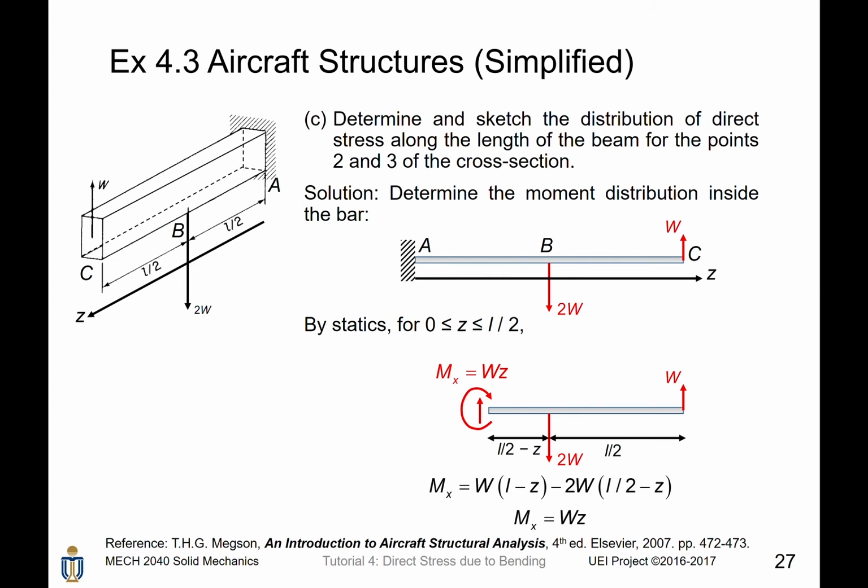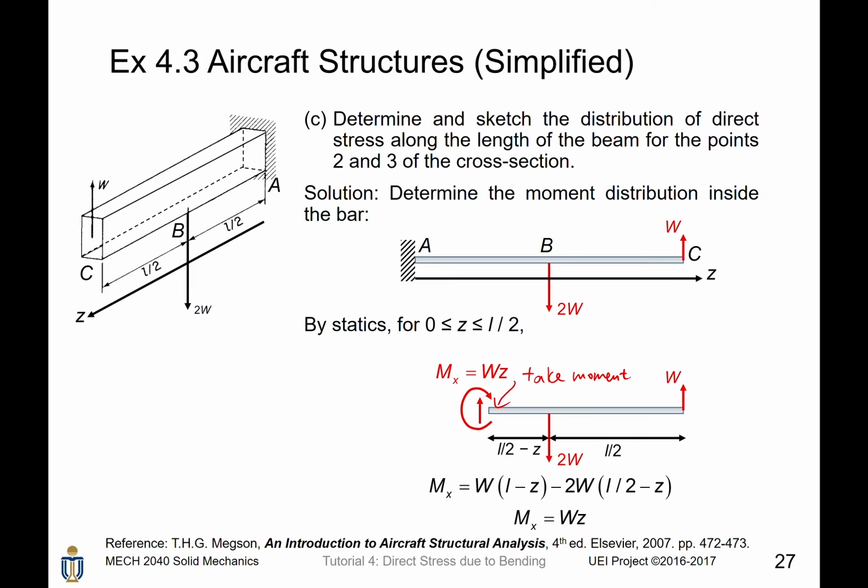Now we try to cut this cross-section, and we keep the right section for analysis. The sign convention of the right section is like this. We take the moment here, then we can compute Mx as well as V. However, under the pure bending case, we don't need to find V because the direct stress inside the beam is just caused by M. Therefore, we just find the moment in terms of s.